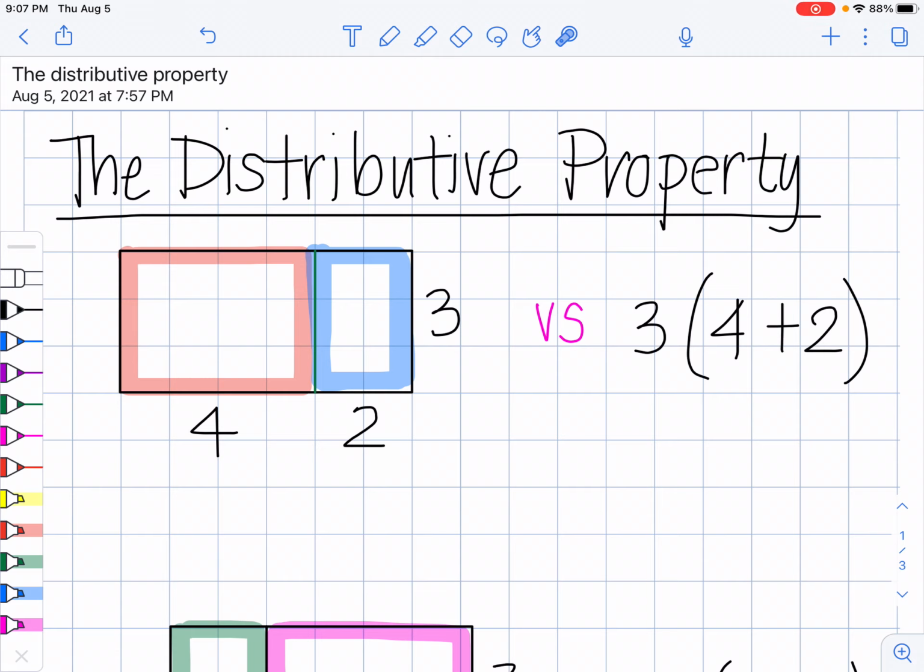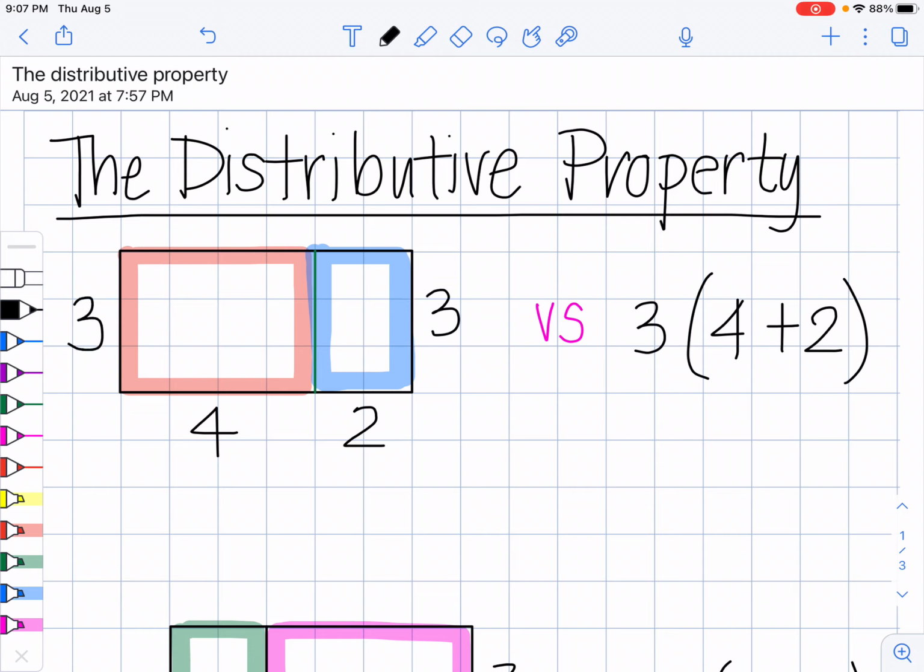So I have this red rectangle, and I just counted the number of squares. It says 4 on the bottom and 3 on the top. And then I have this blue rectangle that's 2 on the bottom and 3 on the top. Okay, so if I was to ask you, can you take this red rectangle and tell me what the area is? Well, I know that it's 3 on the top. This number right here is the same as this number right here.